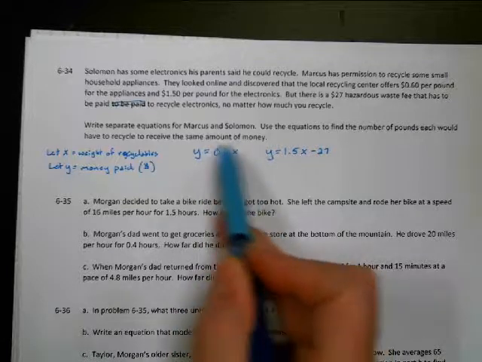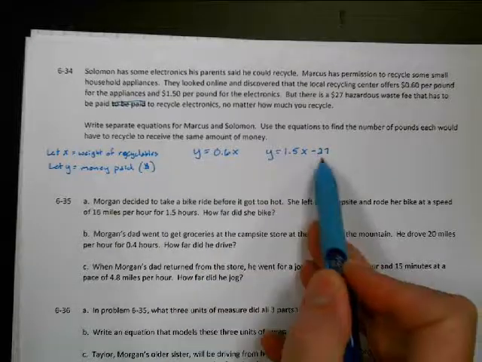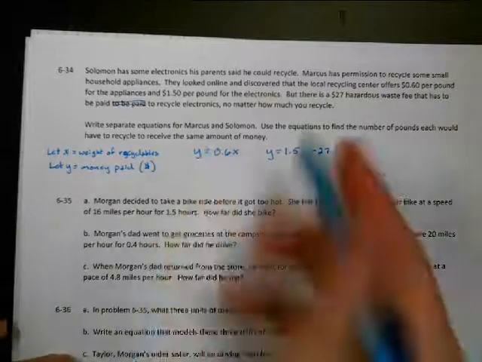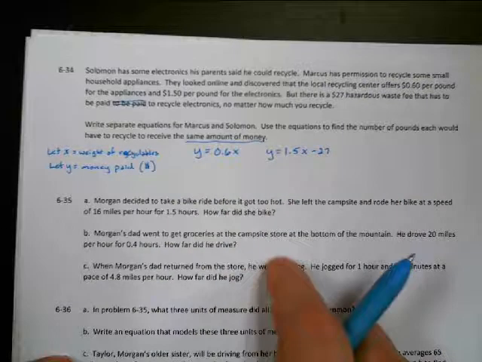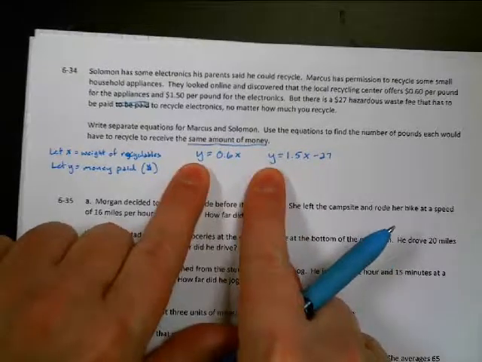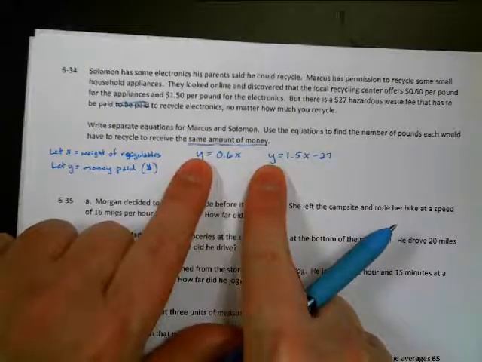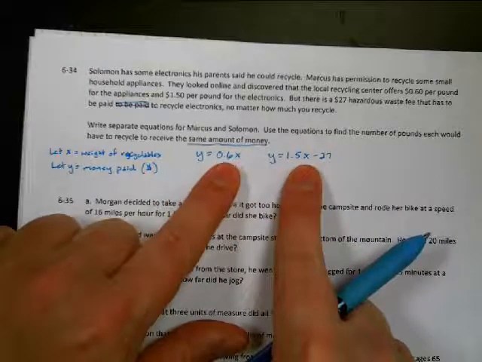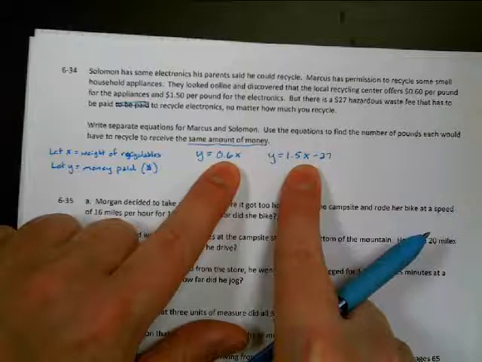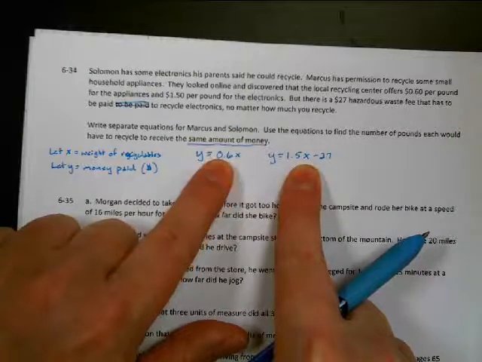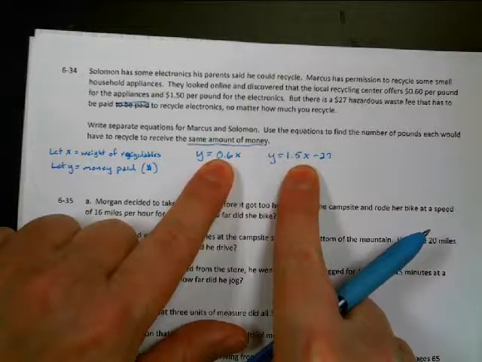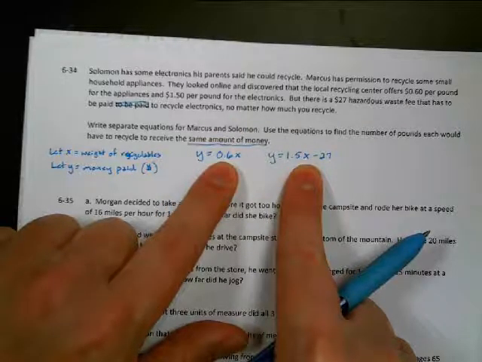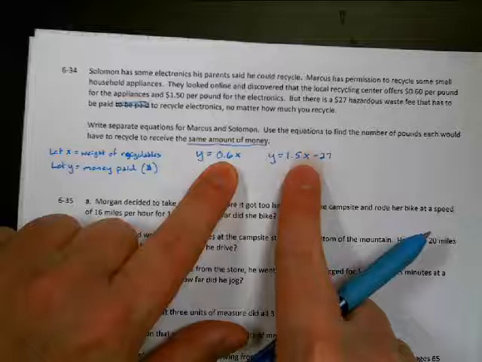All right, so we want to know, when do they receive the same amount of money? Same amount of money? That's Y. Y is the same amount of money. And Y is equal to these two things right here. So what should we do? We should say 0.6x should equal 1.5x minus 27. Because this here is Marcus, this is his money, and this here is Solomon, his money. We want to know when their monies equal each other.